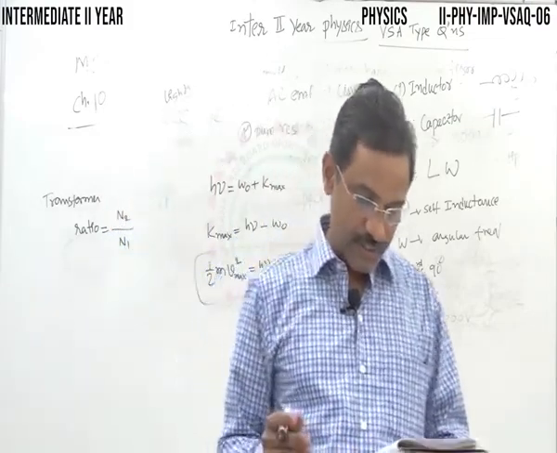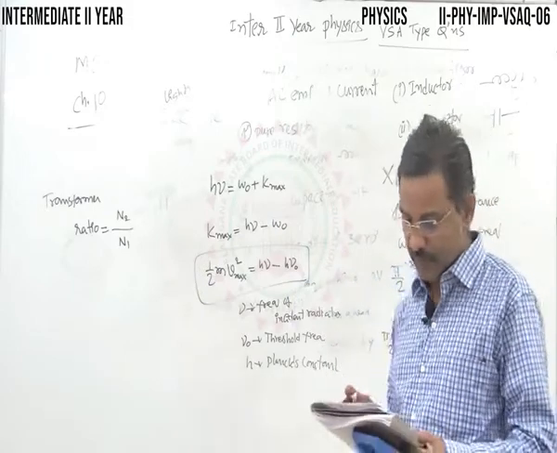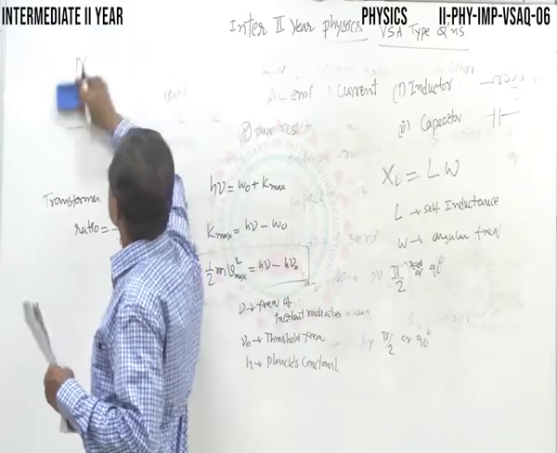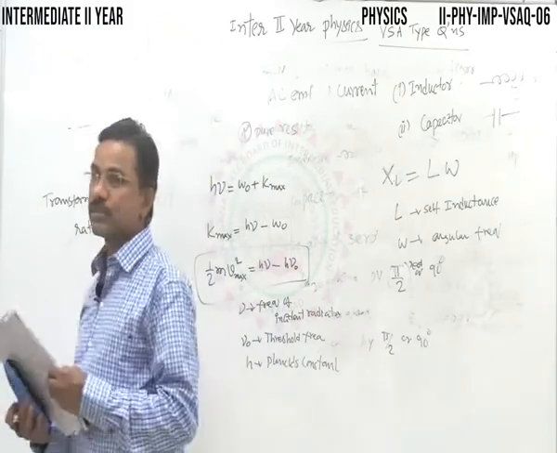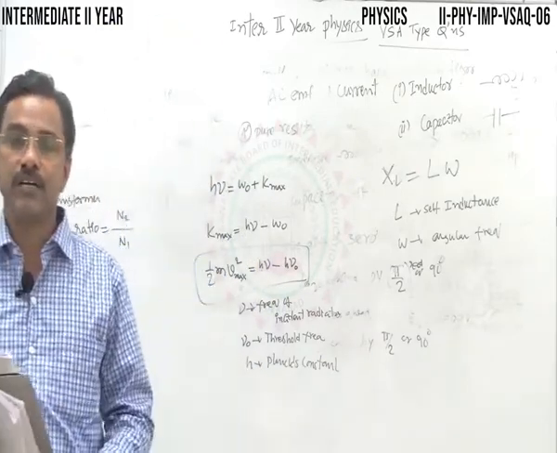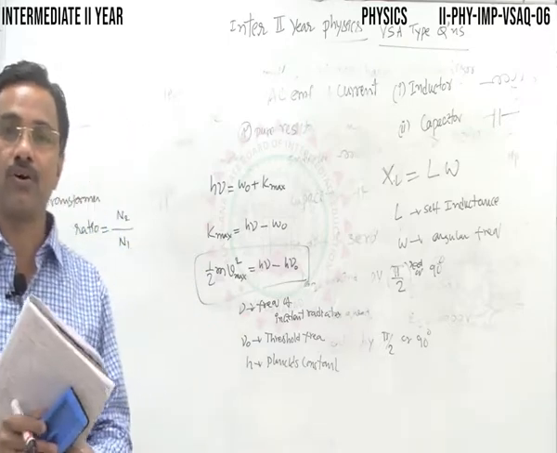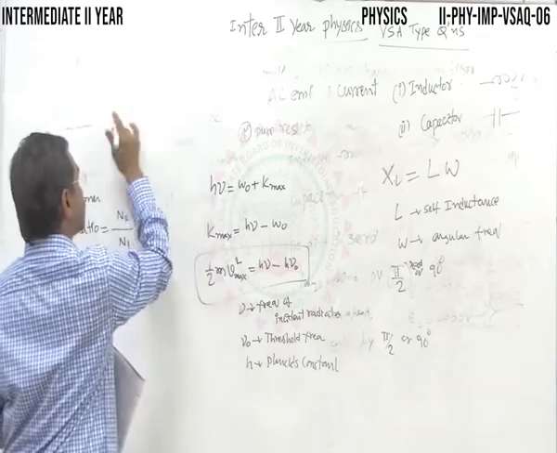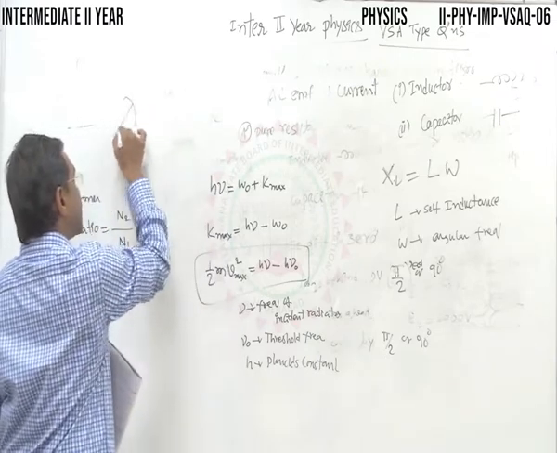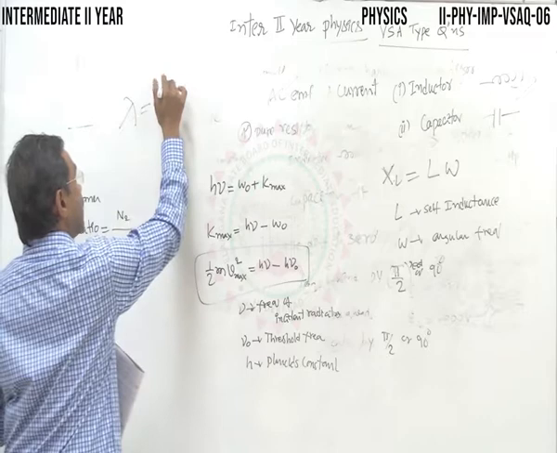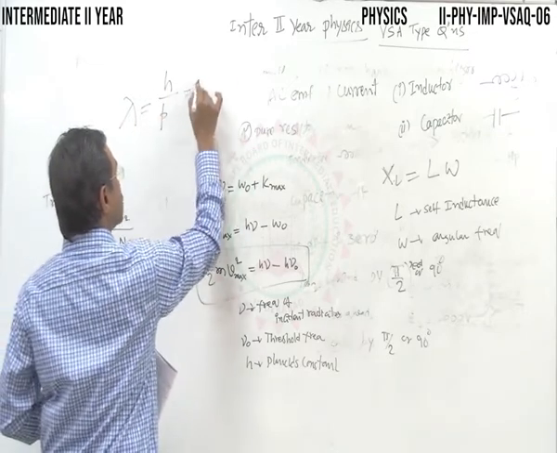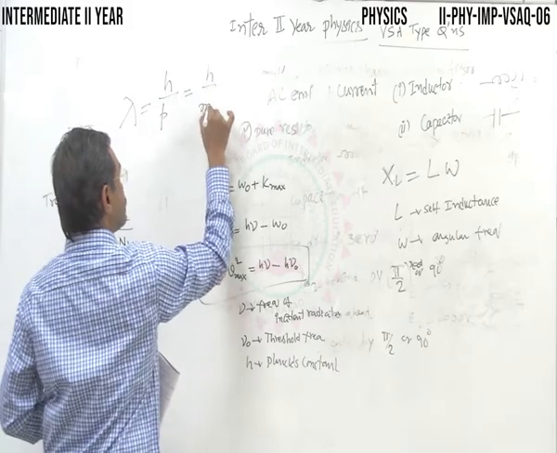Then write down de Broglie's relation and explain the terms. De Broglie says that all moving particles are associated with waves, and the wavelength of such waves are called de Broglie waves, or matter waves. The wavelength of such matter waves is given, according to de Broglie, by h by p. p represents momentum, or this is the same as h by mv.